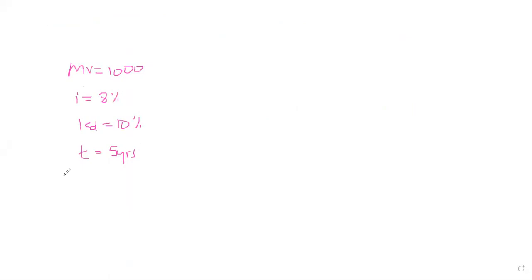So you're being asked to calculate 4 things. Number 1, the value of the bond, the annual bond. Number 2, the current yield of this annual bond. Number 3, the value of the semi-annual bond. And number 4, the current yield of this semi-annual bond.